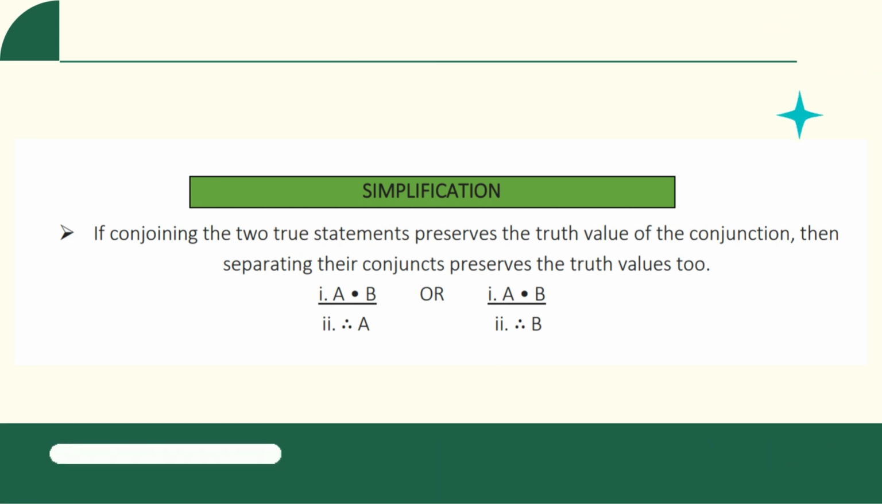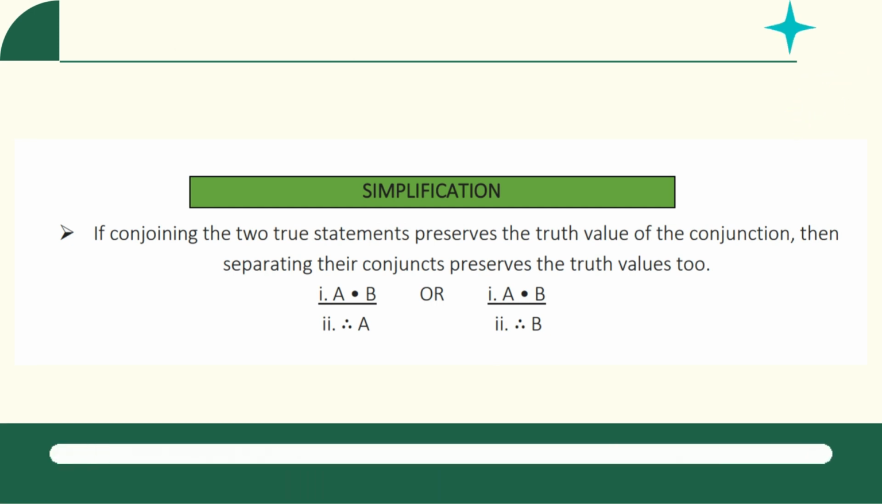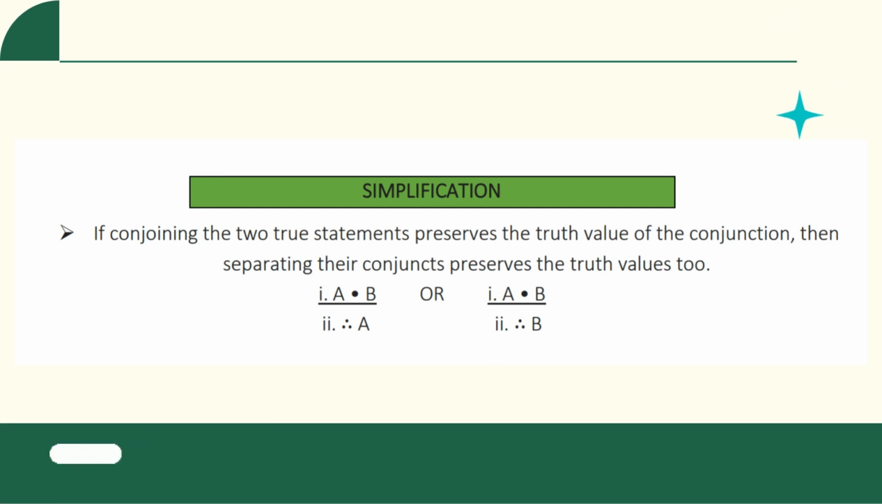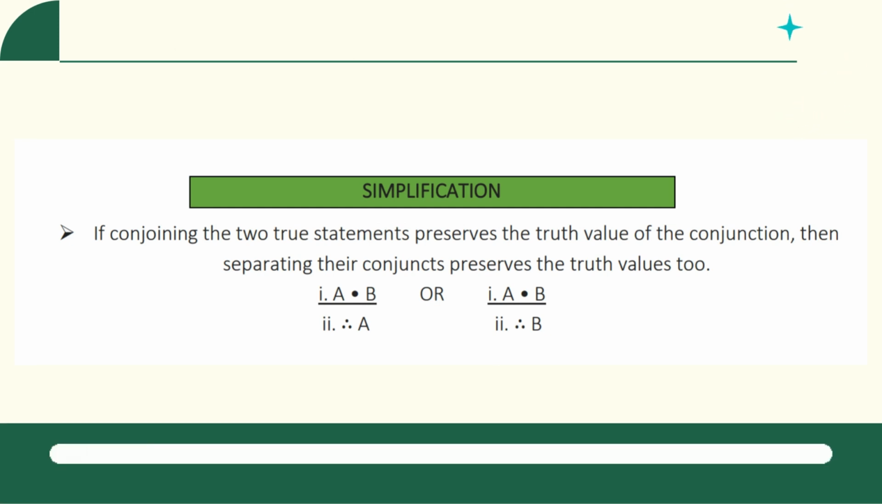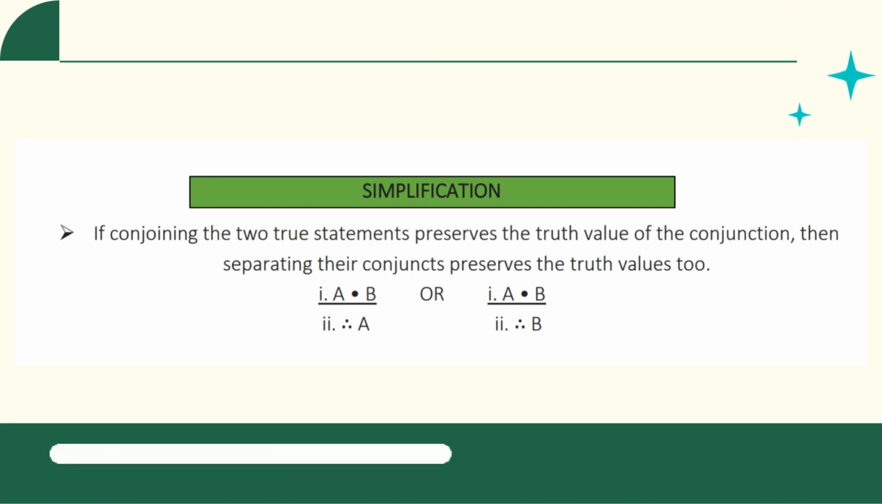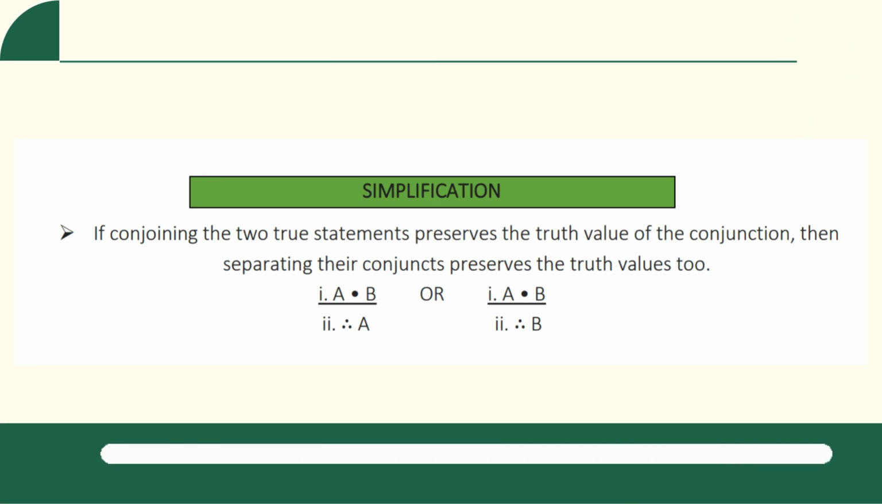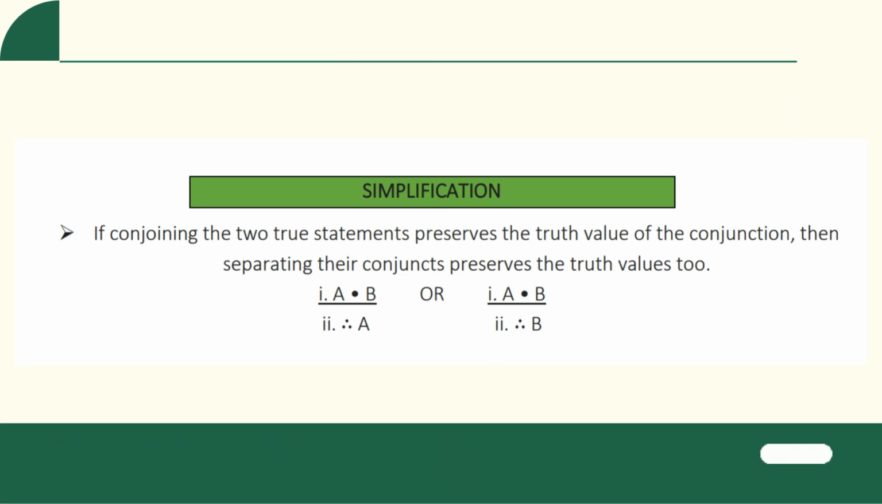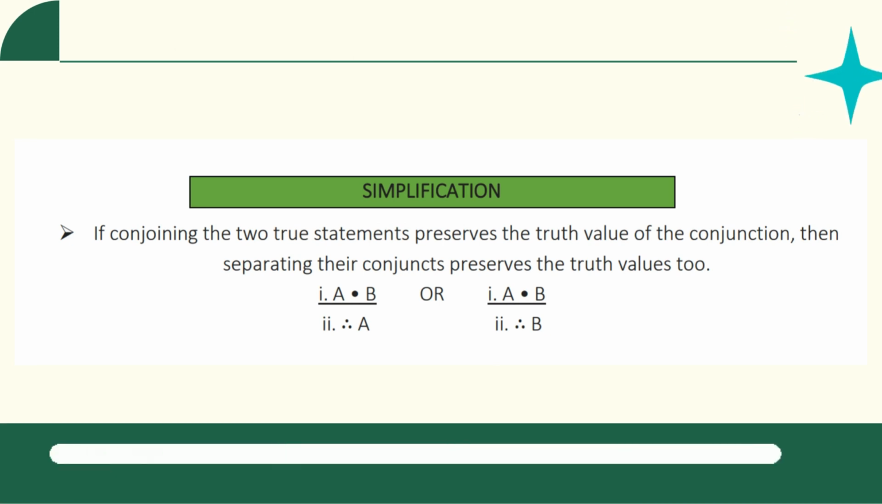As such, premise 1, amphibians are animals and birds have feathers. Premise 2, therefore, amphibians are animals. Or we can also say, premise 1, amphibians are animals and birds have feathers. Premise 2, therefore, birds have feathers.